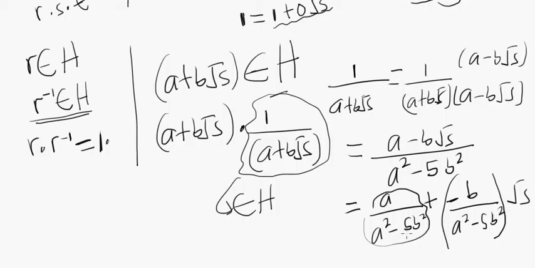Our only question has to be, can this element be 0? Well, obviously it cannot, because we chose A plus B root 5 as an element of H, and if it's an element of H, it's non-zero.